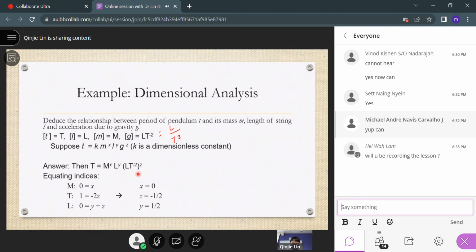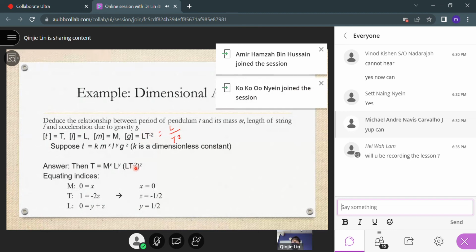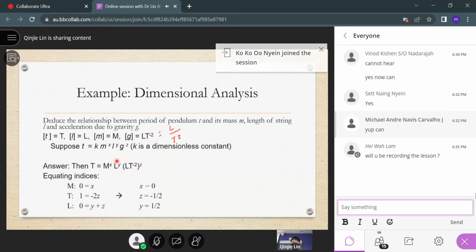So if you look at this equation, you put in the dimensions. Down here is m, you put M, L, you put L. g, the dimension is LT to the power minus 2, you put it in. Then the x, y, z will remain there as indices. Indices means the to the power of something. From here, you will start to compare the left-hand side and the right-hand side.